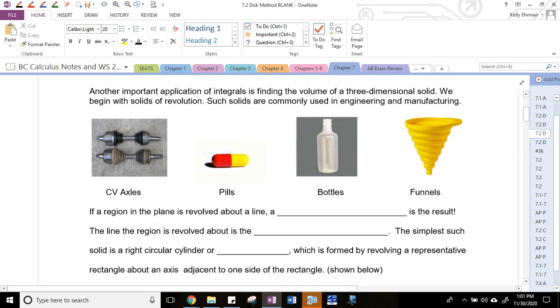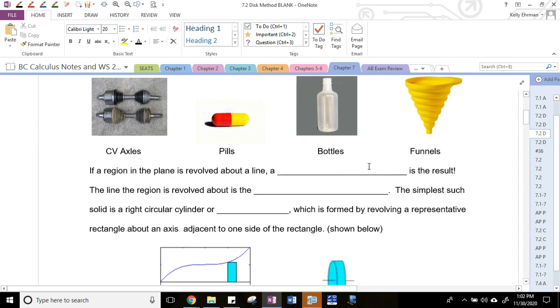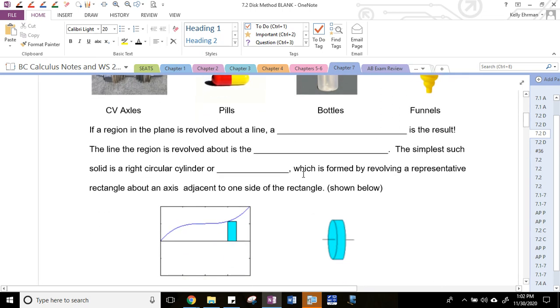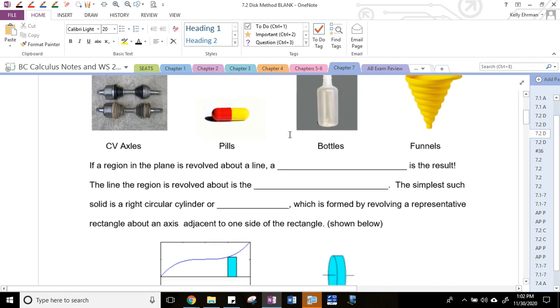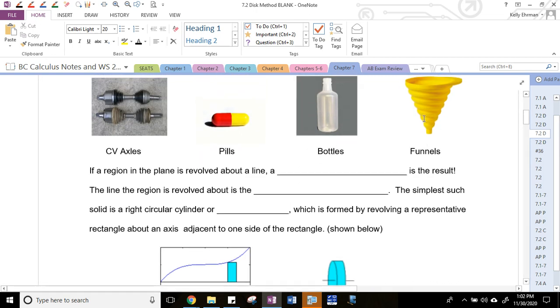Here are some examples of items that are made using this calculus: CV axles, pills, bottles, funnels, all this kind of stuff you're going to see. It might help to visualize and look at what we're actually finding. So you can create a funnel, for example, if you had a certain curve and then rotated it around, say, the y-axis, that would create a funnel shape.